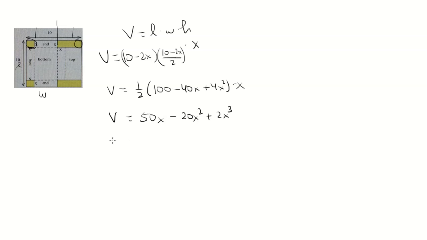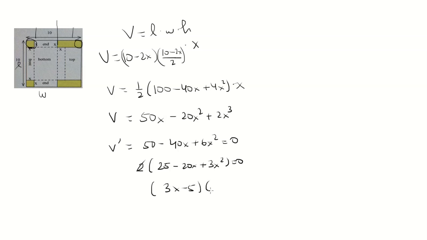And now we want to find the largest volume, so we want to take the derivative and set it equal to 0. And to make the calculation easy, we can factor out a 2, and we have 25 minus 20x plus 3x squared equals 0. And if you want, you can just get rid of the 2 by dividing by 2 on both sides. We can then factor this into 3x minus 5 times x minus 5 equals 0, which means x is 5/3 and x is 5.